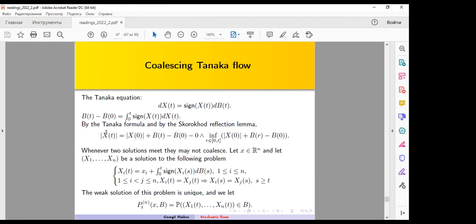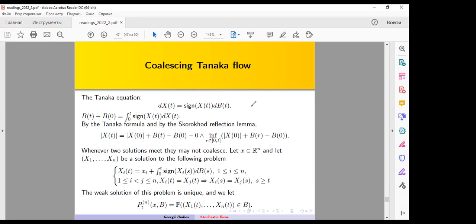The coalescing Tanaka flow. So the Tanaka equation, it is known that it has no strong solution. So we define n-point motions as coalescing solutions to the Tanaka equation. They have the relative compactness property because the increment of every trajectory either follows B or minus B.